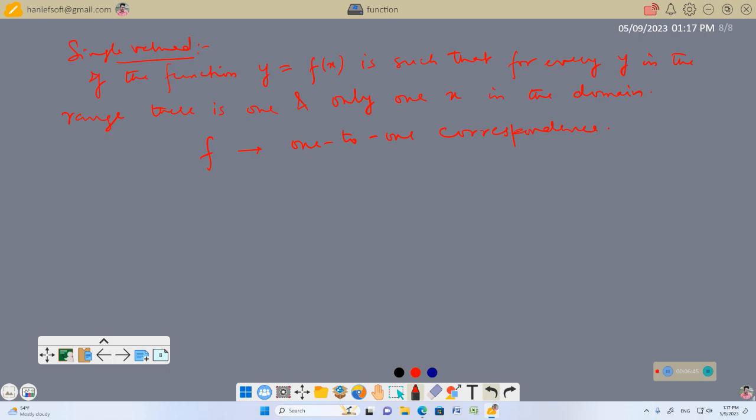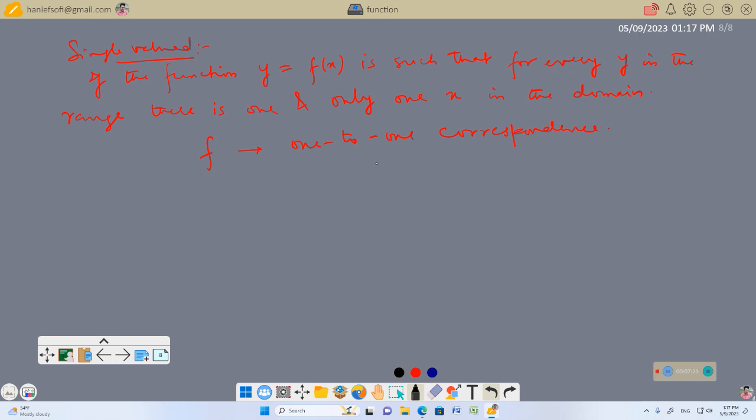One to one correspondence means what? We have a function in such a way that corresponding to every y in the range, there is one and only one x in the domain. As we last time named it a single valued function, it is also called one to one correspondence.